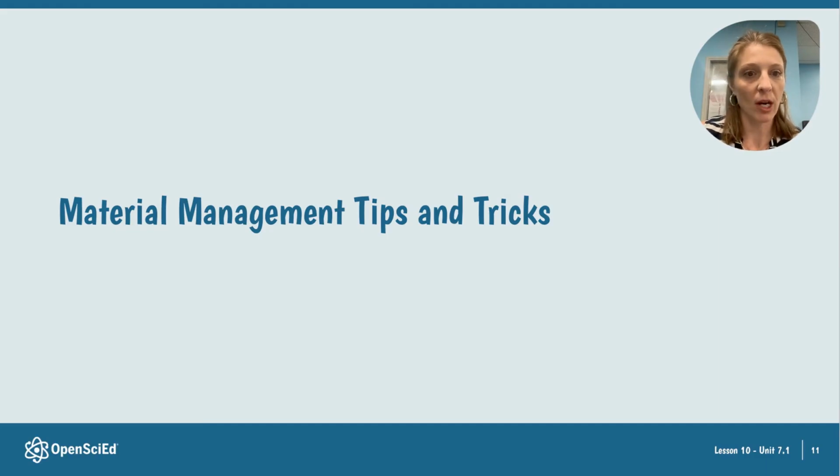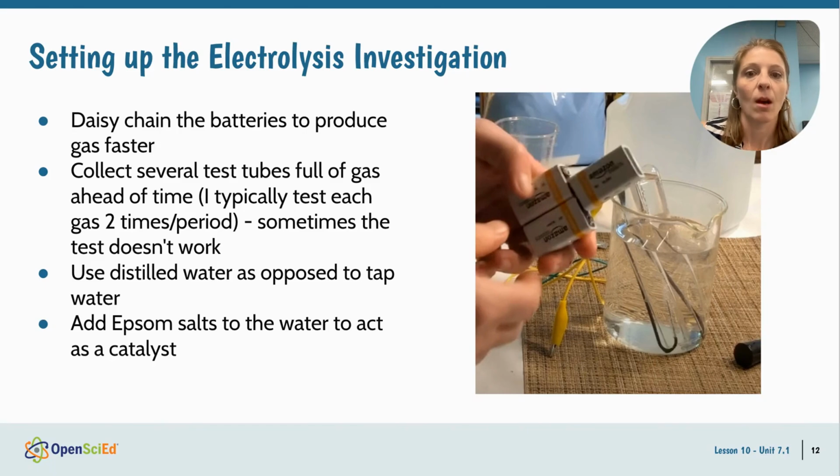So what are some tips and tricks? All right. So when you're setting up your electrolysis investigation, first start by watching the video on the OpenSciEd website. One thing that's suggested is to daisy chain the batteries to produce the gas even faster. Now, I don't recommend using more than 3 batteries here, because if there's a problem with one battery, the whole setup doesn't work. But when you do daisy chain the batteries, it does make the gas go faster.